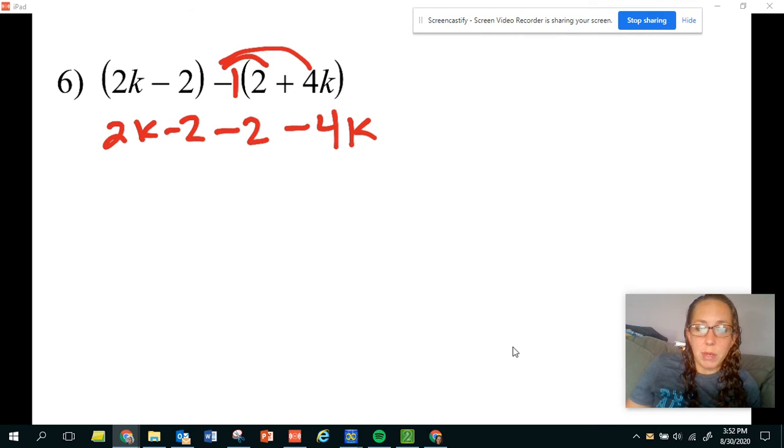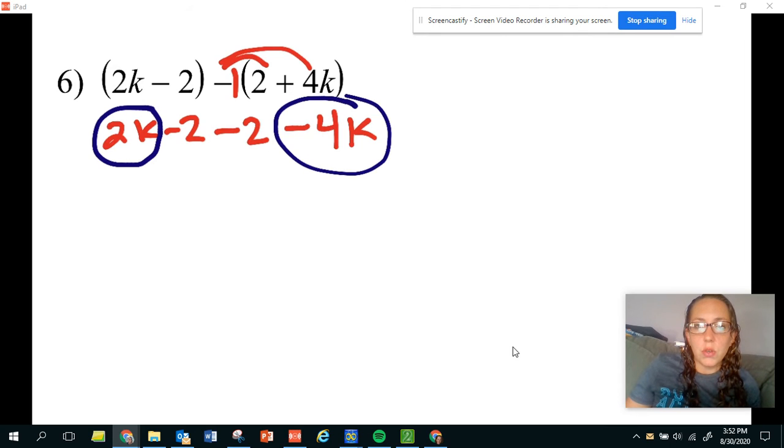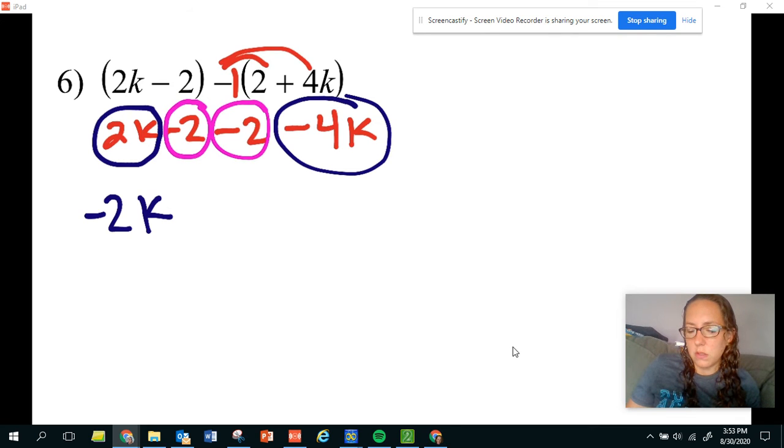So now I can just combine like terms again. So I've got a k and then another k. So those two go together, and I can add the two coefficients. Make sure that if you have a minus, you know that that is the same thing as having like a -4 there. So 2 plus -4 is -2k. Then I have two numbers that are constants. Add those together and get -4. And then I'm done.